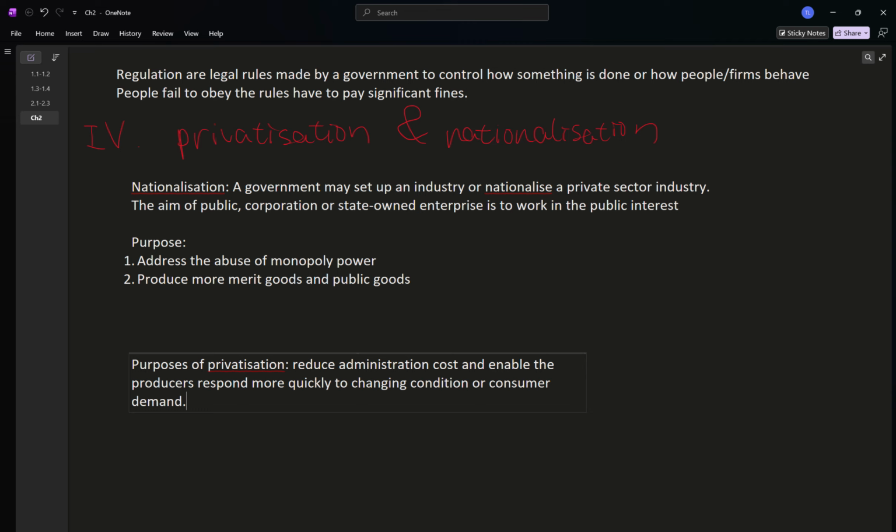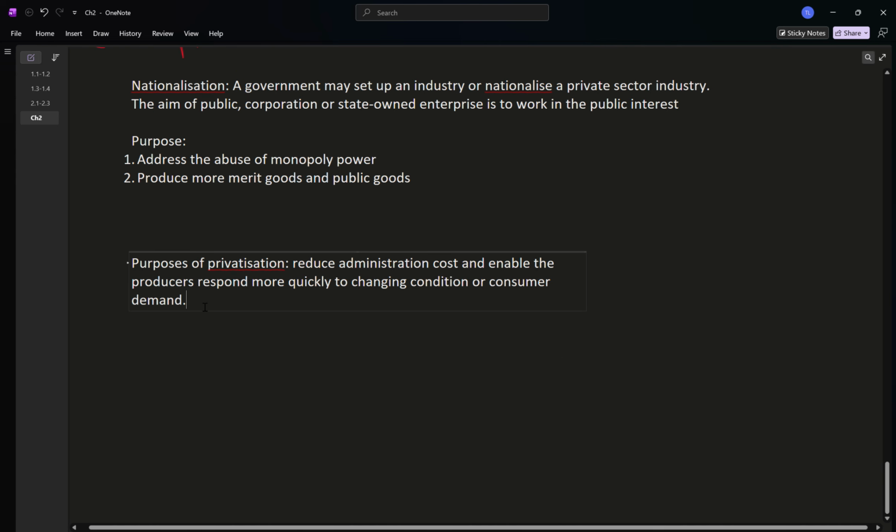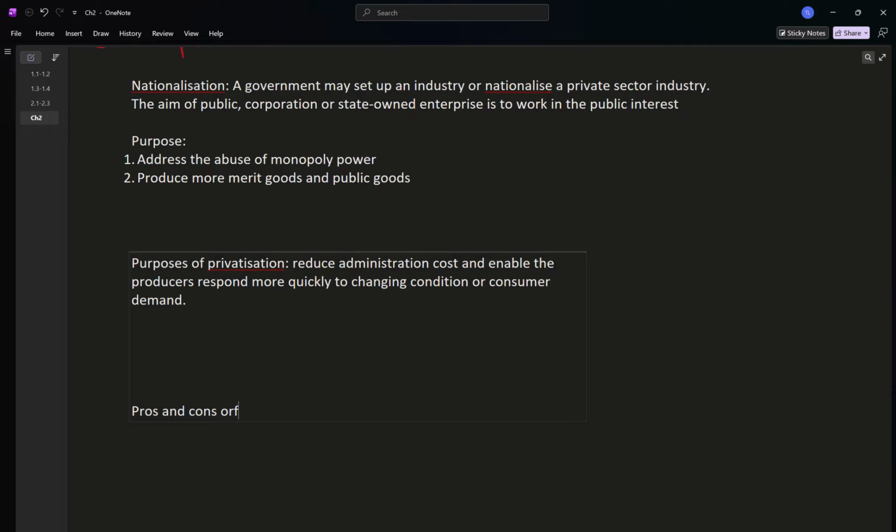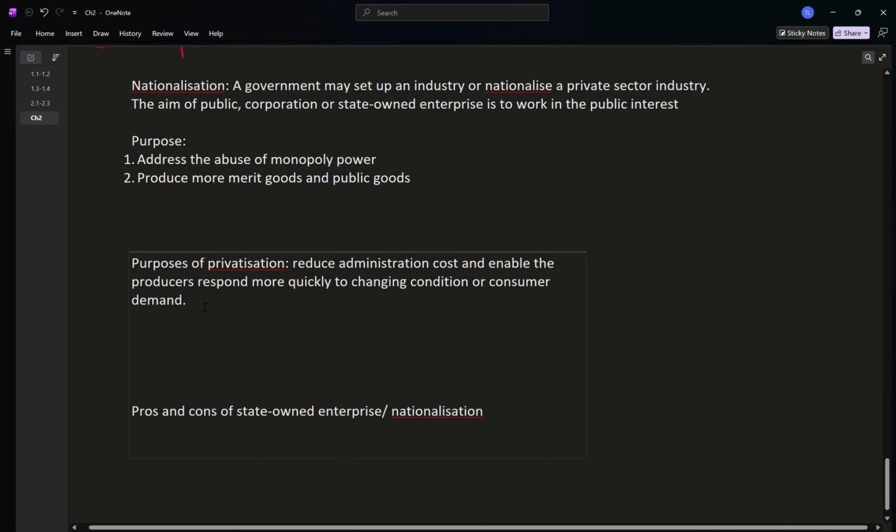Okay. We are going to talk in depth about the pros and cons of state-owned enterprise or nationalization. Pros. Let's think about pros.